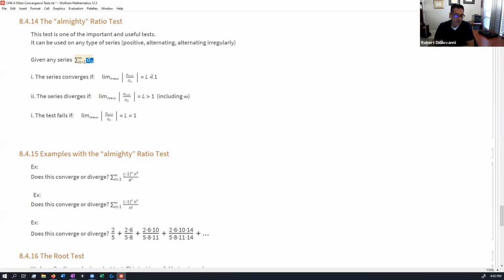If that number is smaller than 1, you've got convergence. If that number is greater than 1, including infinity, so anything greater than 1, even infinity, then it will diverge. The only time this test fails is if you take this limit and you get 1. If that happens, then the test failed, unfortunately. So it is possible that the ratio test could fail.